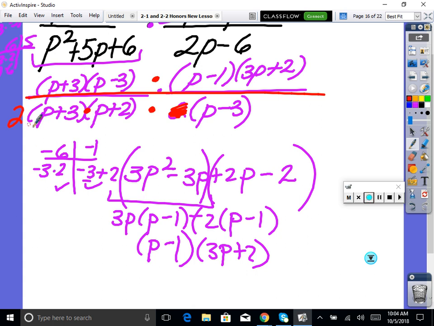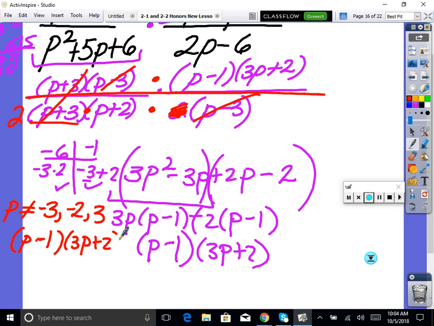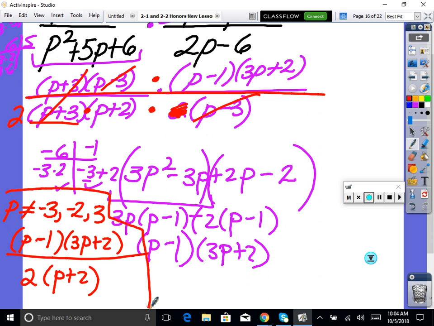Okay, restrict. Right here, p cannot equal negative 3 or positive 3. Okay, good. And then divide out exact factors. P plus 3, P minus 3. P minus 3. That's it. So left on top was P minus 1, 3P plus 2, 3P plus 2. And then left on bottom, 2P plus 2. Pretty straightforward stuff, guys.